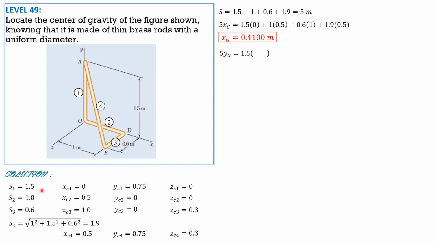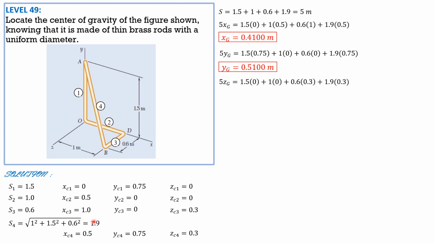5yg equals 1.5 times 0.75 plus 1 times 0 plus 0.6 times 0 plus 1.9 times 0.75. So yg is equal to 0.5100 meter. Finally, 5 times zg is equal to 1.5 times 0 plus 1 times 0 plus 0.6 times 0.3 plus 1.9 times 0.3. So zg is equal to 0.151500 meter.